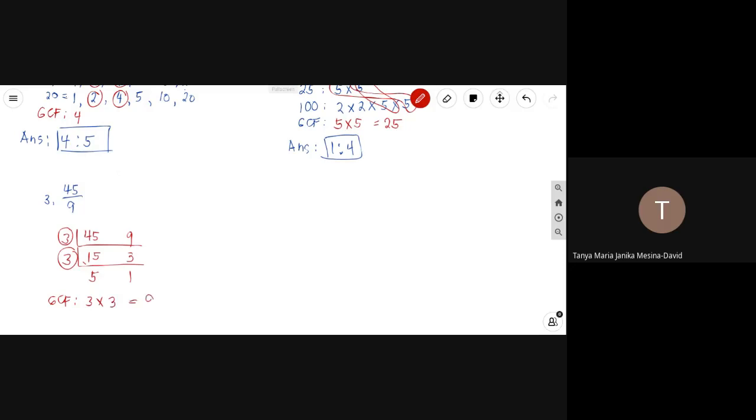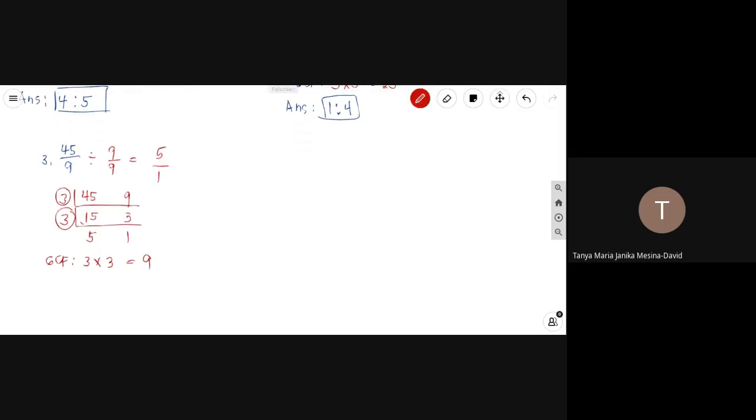The GCF is 3 times 3, which equals 9. Hence, I will divide 45 over 9 by 9 over 9, because that's the GCF. So 45 divided by 9 is 5. 9 divided by 9 is 1. For our final answer, the lowest terms of 45 is to 9 is 5 is to 1. So I hope you got that method of reducing ratios to lowest terms.